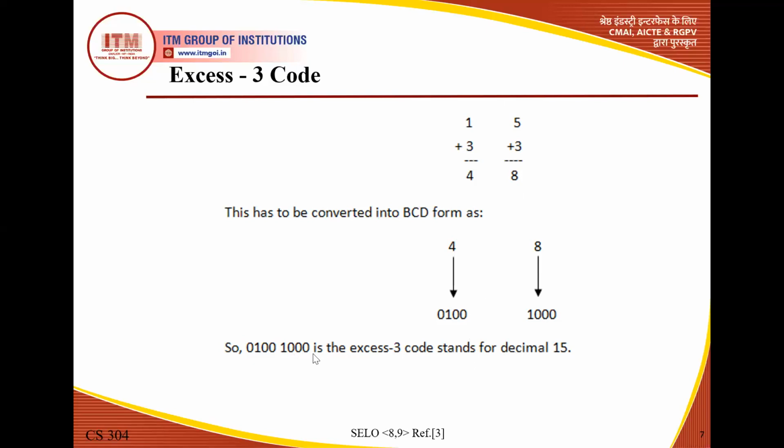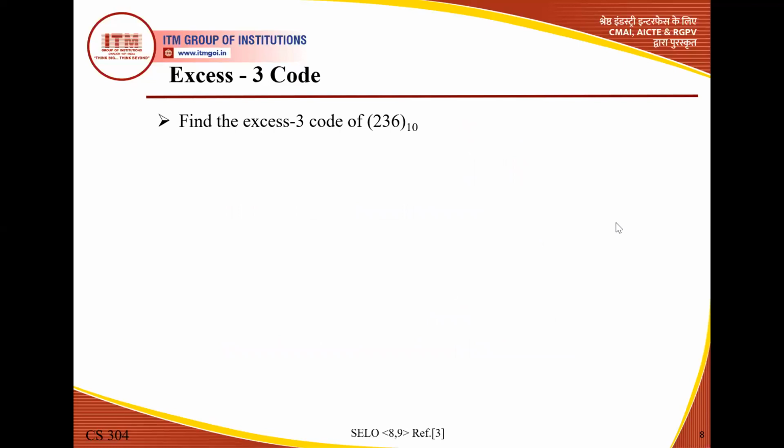So we subtract 3 from this: 0100 and 1000 represent 48. 4 minus 3 we have 1, 8 minus 3 we have 5, so 15. So the reverse process can also be done. Now find the excess-3 code of 236, that is a decimal number.